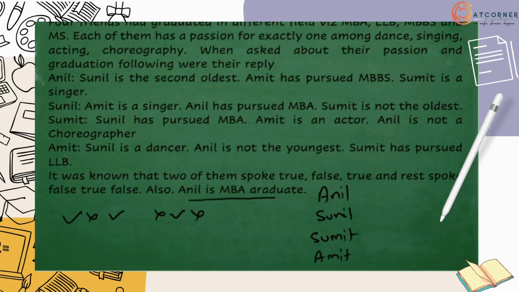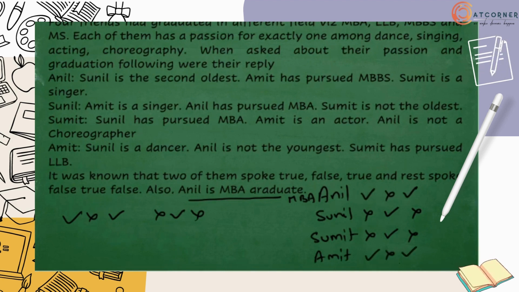Also, Anil is an MBA graduate. So we know that Anil is an MBA graduate. Now let's check the statement where the MBA term is used, because that statement will definitely be true or false. Like Sunil's second statement says Anil is an MBA graduate. That means that statement is true. Now if the second statement is true, the first and third statements will be false. Again, Sumit's first statement says about MBA, that is Sunil has pursued MBA. That is false. If the first statement is false, second will be true, third will be false. Now we have two people with false, true, false. The rest two will speak true, false, true.